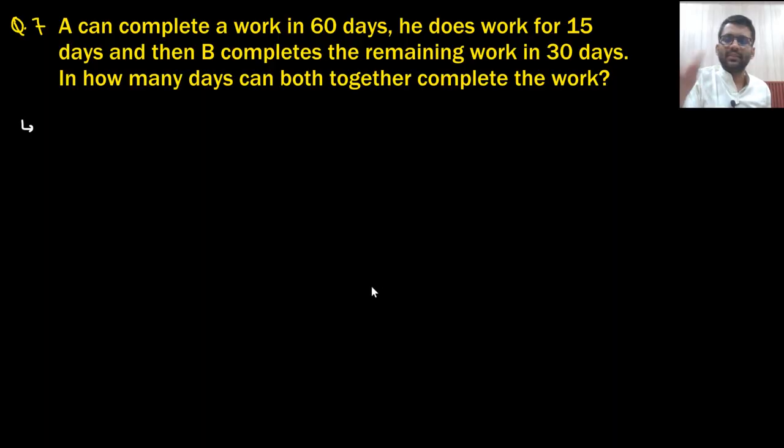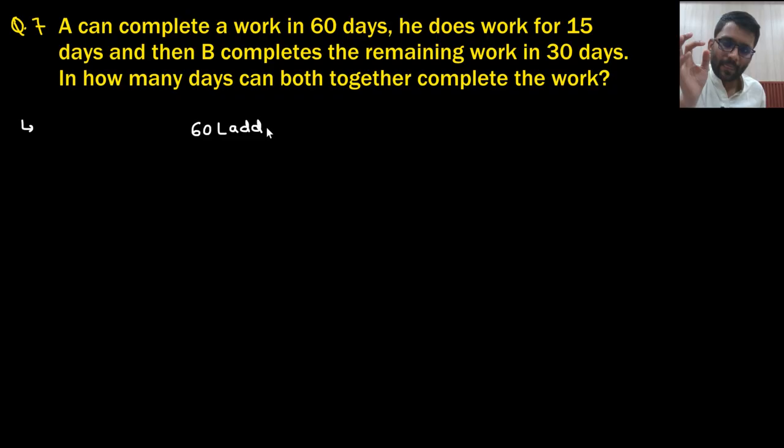So let's see the solution of the 7th one. A can complete the work in 60 days. He does work for 15 days. Then B completes the remaining work in 30 days. In how many days can both together complete the work? Okay, so first let's see what numbers I see. 60, 15 and 30. So I will take the work to be eating 60 laddu because I will take the LCM.